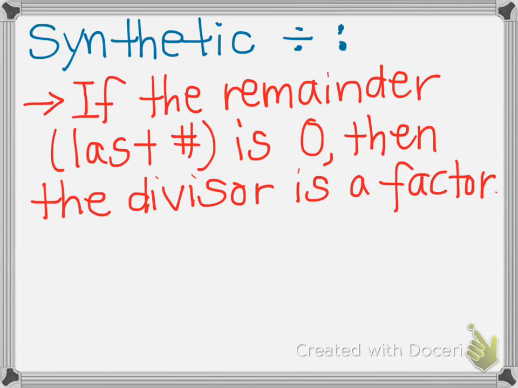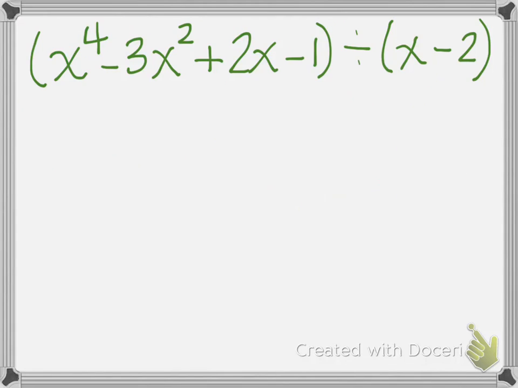So in synthetic division, if our last number is a 0, then that means it divides evenly. If it divides evenly, then it's a factor. So let's look at this example. The divisor is what I'm dividing by, which is x minus 2. Now remember, if x minus 2 is a factor, then that means x equals 2 is my solution, is an x-intercept or a root. So that's the number that's going to go in my corner.